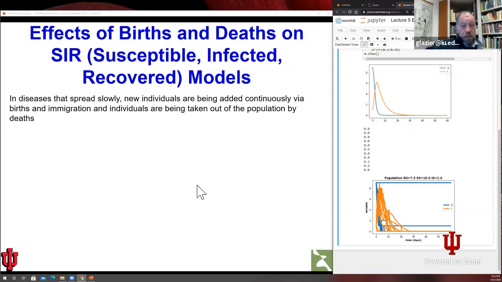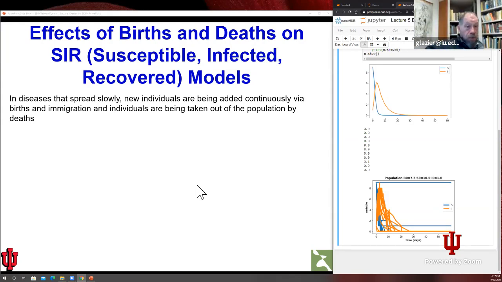The last thing, and this is something we're going to do explicitly in a few minutes in one of the examples, is that if you have births and deaths, things change quite a bit. The classic model here only applies if you're operating on a fairly long time scale. So if COVID comes in and we develop a vaccine and we don't have any more epidemics, then it's not a big problem.